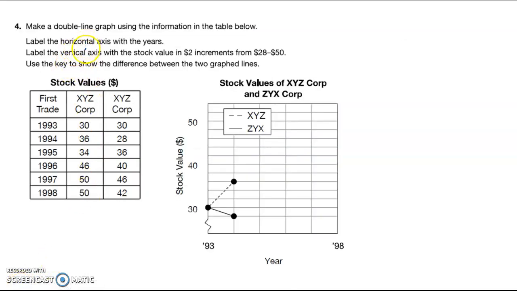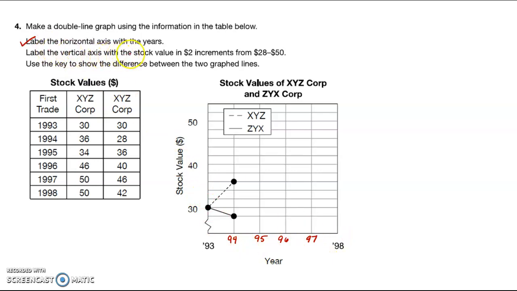Okay, so this is where you're going to make a double line graph. And there's actually a typo on this. So follow me along. Let me get a different color here. It says make a double line graph using the information on the table below. Label the horizontal axis with the year. So I have 93 and 98. So 93, 94, 95, 96, 97, 98. And you'll have to do that on your paper. So I've labeled the horizontal axis.